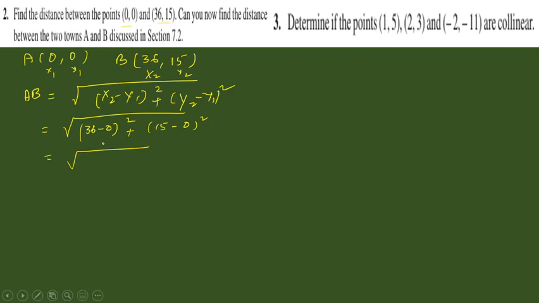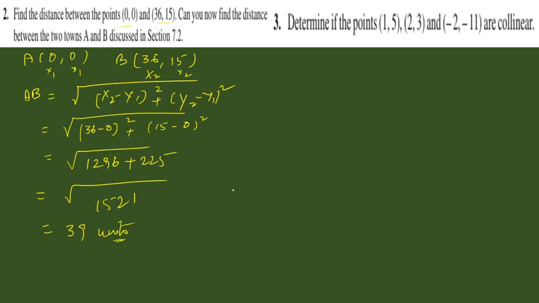Now 36 square, you can do the rough work. 36 square will be 1296 plus 15 square will be 225. So altogether, 6 plus 5 is 11, 10 plus 2 is 12, 30 plus 2 is 15. Now 1521 is your answer inside the square root. If you do the square root of this, you'll get 39. You can check that one. So this is all about the second question.